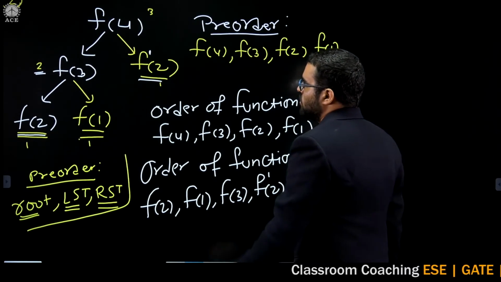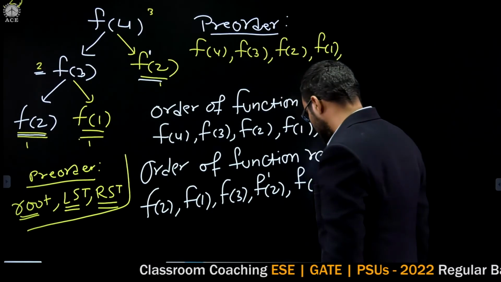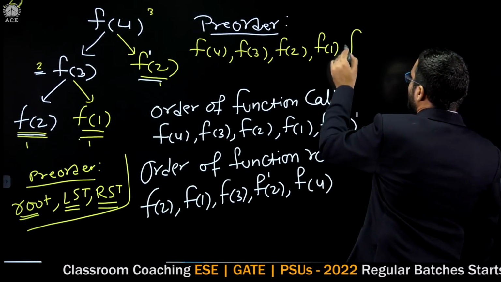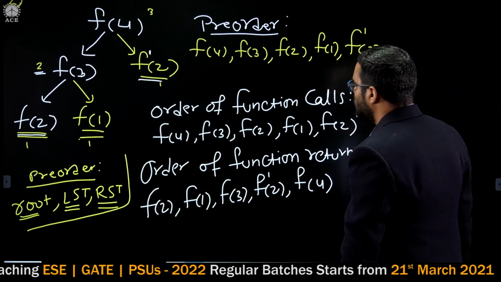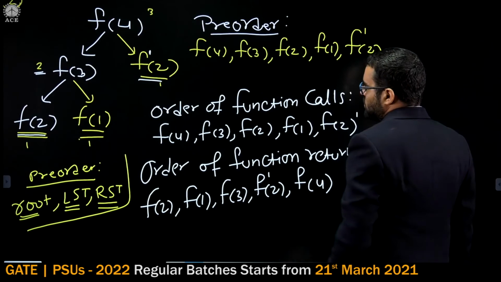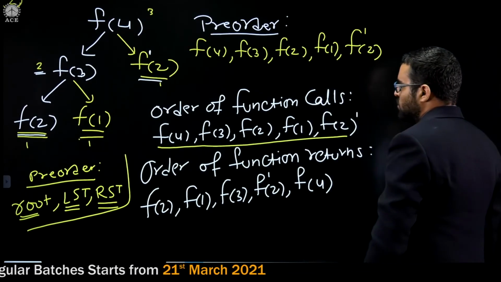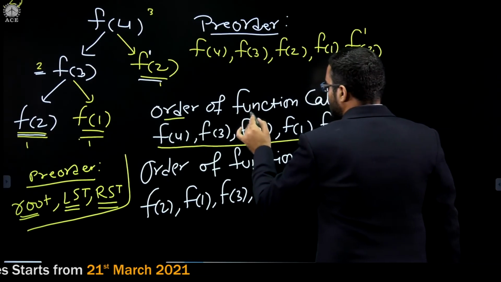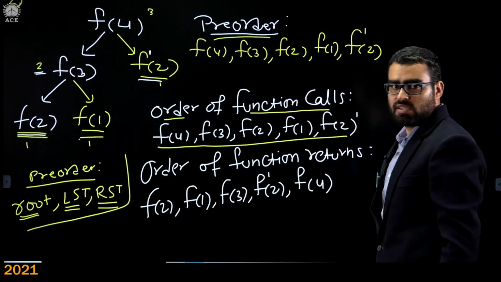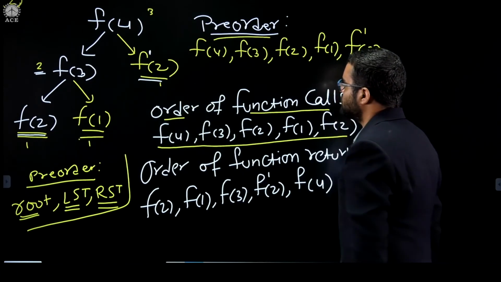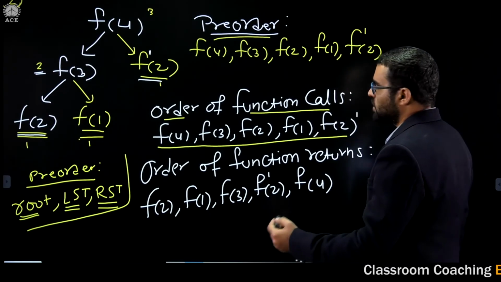And finally, we go to the right subtree of f4. So we print f2, like this, f2 dash. You can notice that this pre-order traversal is the same as the order of function calls. So the order of function calls is the same as the pre-order traversal of this activation tree. Now let's write down the post order traversal.